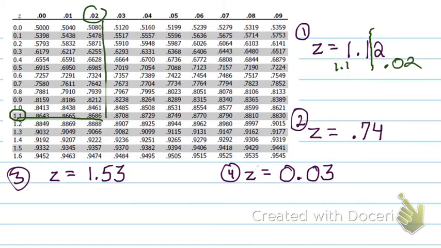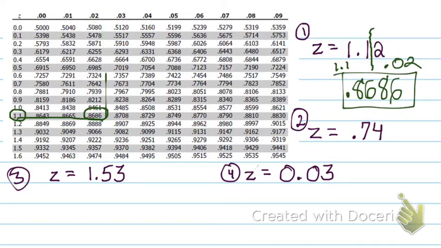It looks like they both meet at 0.8686. So that's the probability of the z-score 1.12. And that's it. Let's look at another example.